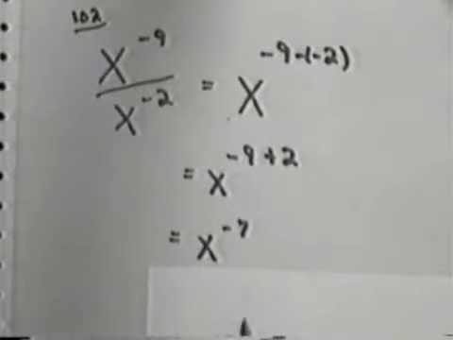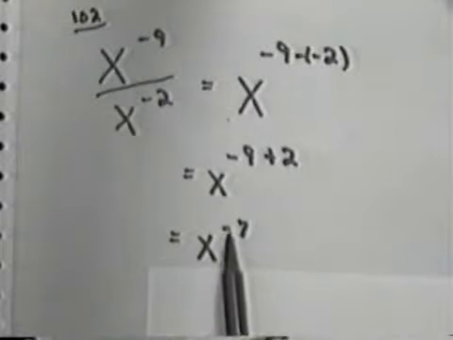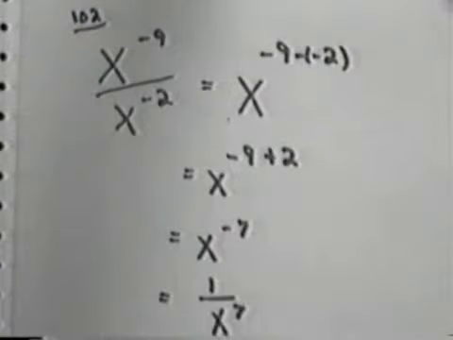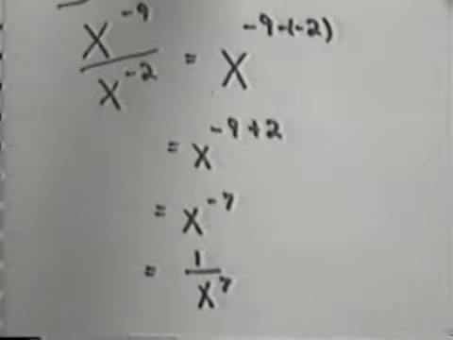Now you want to remember that your answer should not be left with a negative exponent. A negative exponent tells you to take the reciprocal of the base. So I can write it as 1 over x to the 7th as my answer.